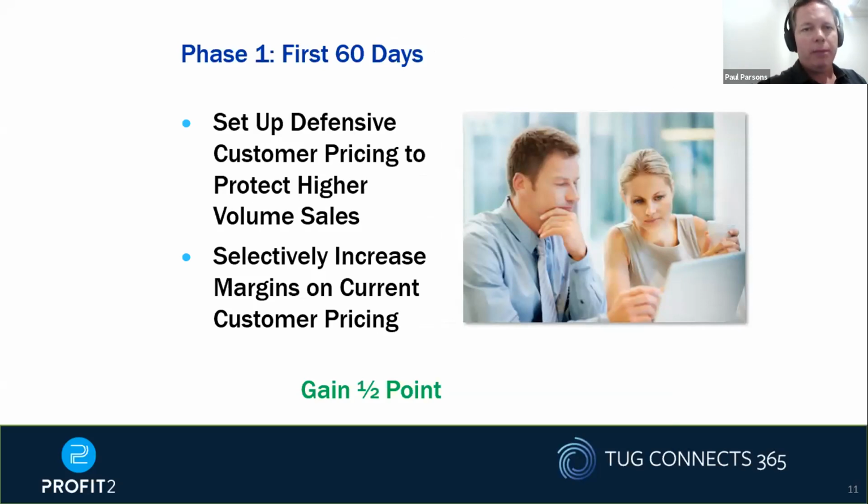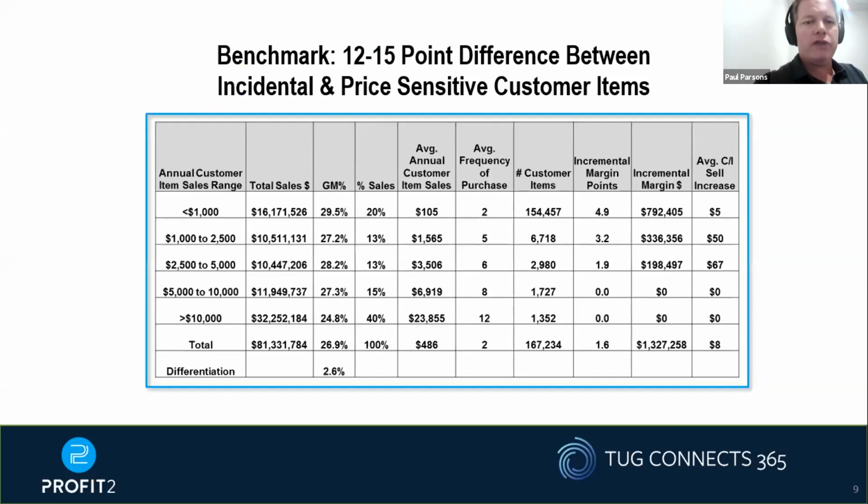This is to help better leverage the pricing hierarchy within a given ERP system, like SX. The first thing we wanted to do was use customer-specific pricing, level 1 pricing, to set up defensive customer pricing records to protect the higher volume sales. Using this distributorship as an example, look at the 2 bottom rows, 5,000 to 10,000 and 10,000 and above. 55% of their sales were in those 2 areas. But if you look at the number of customer items, only 3,000, or about 1.5% of the pricing records, comprise the top 55% of sales.